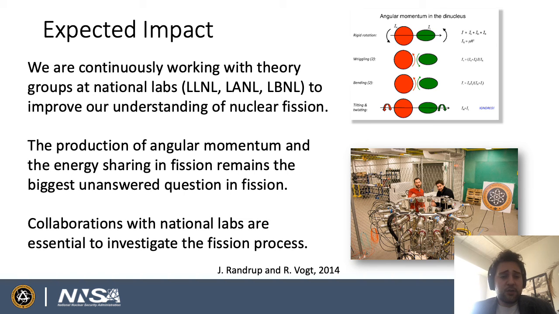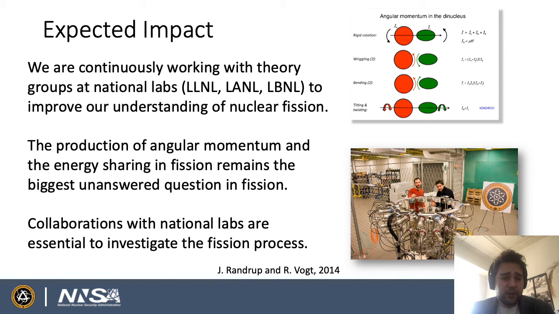So the expected impact of this work is that, as we said, we're continuously working with theory groups and national labs. The phenomenological description of fission is a continuously evolving field, with papers published every year presenting new aspects of the fission process. I would like to point out that probably two of the biggest unanswered questions in fission right now are the production of angular momentum and how the energy of the fission fragments is shared at scission. And these are something that we're also looking towards answering in the next few years.